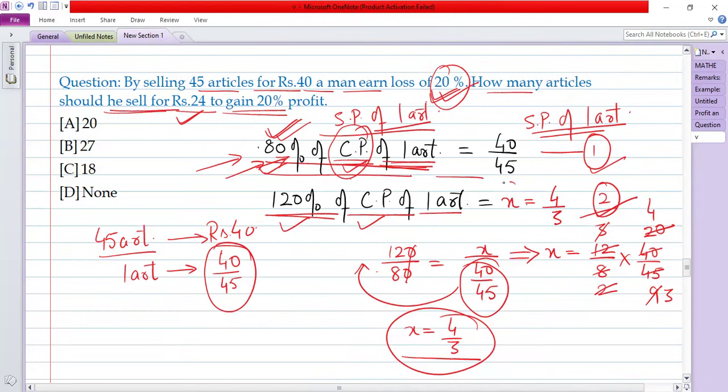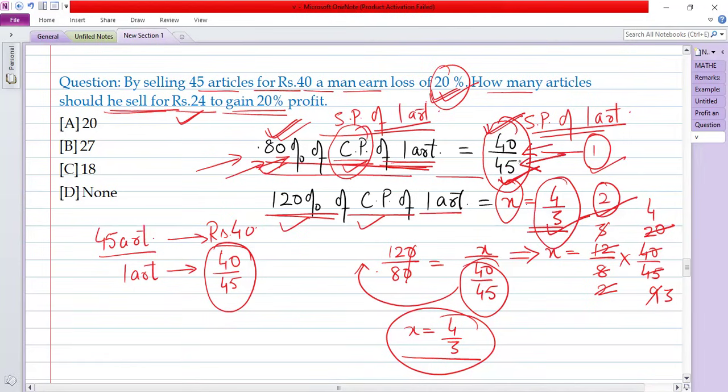Now, this x is 4 by 3. So what is the meaning of this 4 by 3? For that, we have to understand the meaning of the ratio 40 by 45. In order to understand the meaning of this ratio 4 by 3, we have to understand the meaning of this 40 by 45 ratio. Actually, the meaning of this ratio was there.